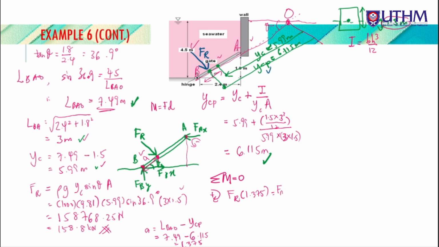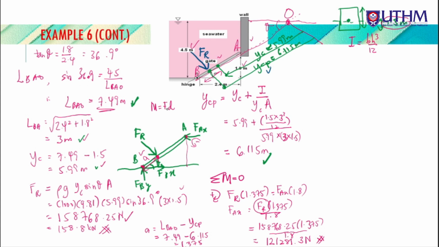So we have FAX times, since it must be perpendicular, we take this height, which is 1.8, so times 1.8. So FAX equals FR times 1.375 divided by 1.8. We substitute FR, whose value we already know: 158768.25 times 1.375 divided by 1.8, in which we will get FA equivalent to 1281.3 Newton.